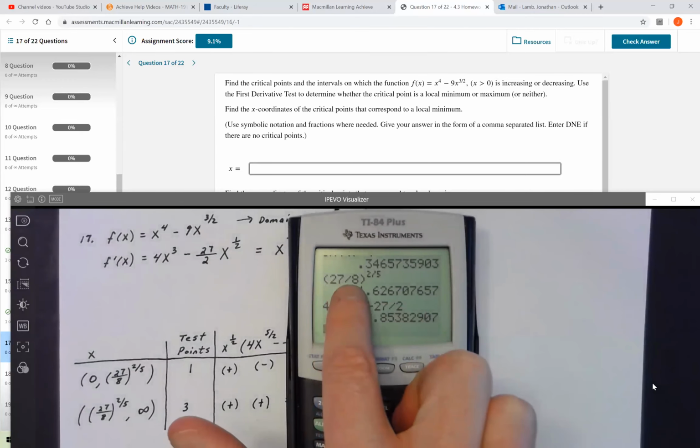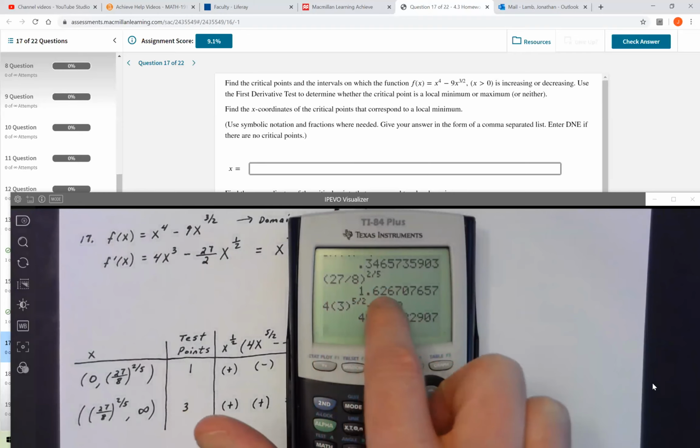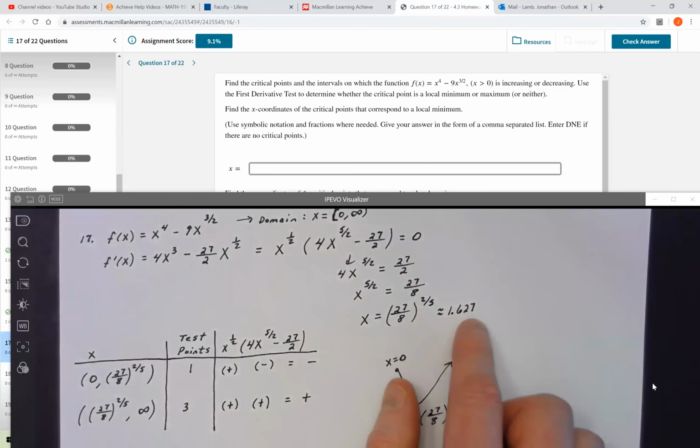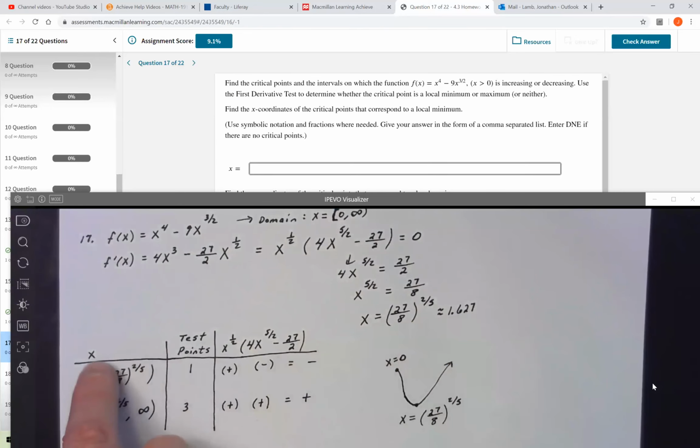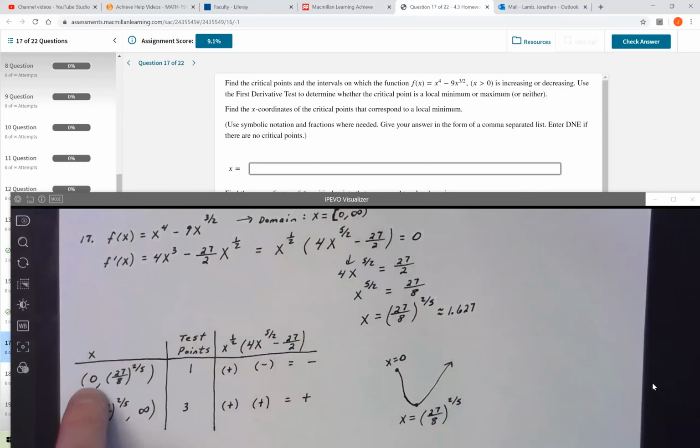I went ahead and said 27 over 8 to the 2/5, and I got my approximate answer of 1.627 there. So that just shows me approximately where my critical point is at. But now for my test intervals. I say my first test interval is going to start at 0 because that's where my domain starts at, and it's going to go to this 27 over 8 to the 2/5 power. Then I'll go from that critical point of 27 over 8 to the 2/5 up to infinity.